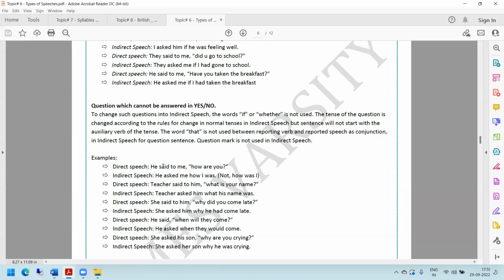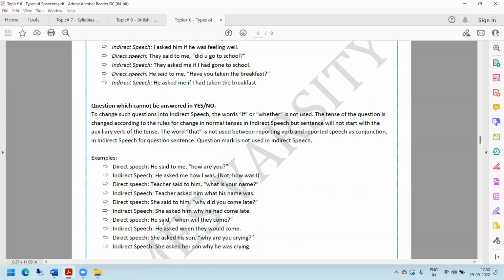So look at the direct speech. He said to me, "How are you?" Indirect speech of this one: He asked me how I was. Direct speech: Teacher said to him, "What is your name?" Indirect speech: Teacher asked him what his name was. Direct speech: She said to him, "Why did you come late?" Indirect speech: She asked him why he had come late.